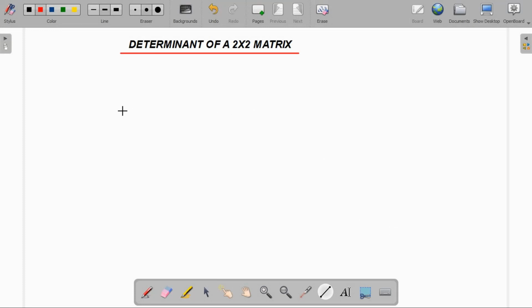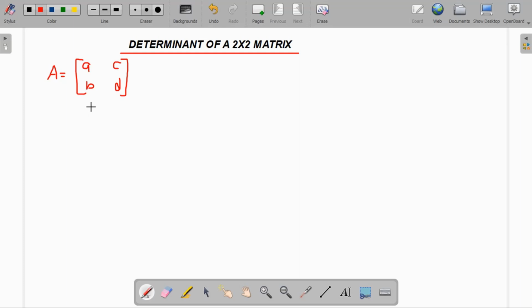Okay, so we're talking about the determinant of a 2 by 2 matrix. How do we find the determinant of a 2 by 2 matrix? We are still talking about matrices. For example, if you have been given a matrix A equals this matrix, with elements a, b, c and d. How can you find the determinant of this matrix? We can do the following.